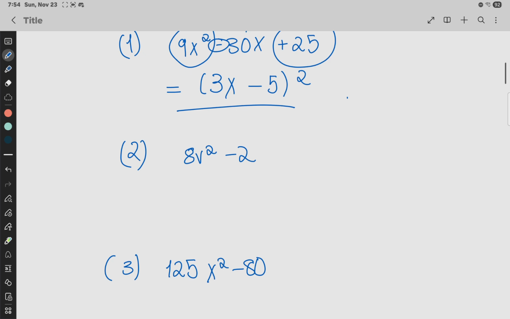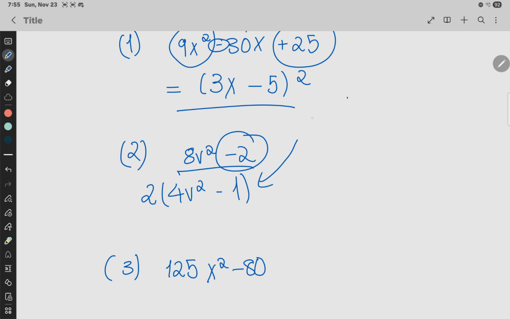Okay, let's move on to this one. So it's not yet in the form of difference of squares, but you do see the two terms being subtracted from each other. That is a hint that it can become a difference of squares. So what can we do here? We can just take out the 2. So we factor out the 2. So 2 times 4v squared minus 1.